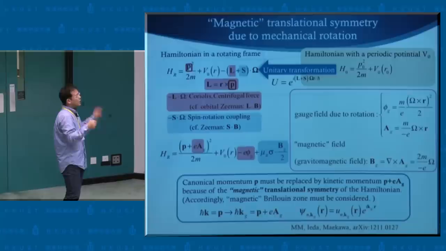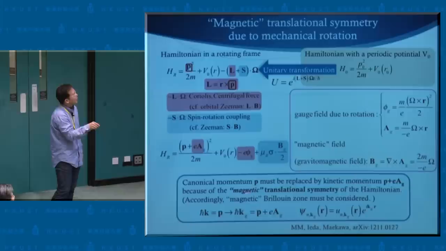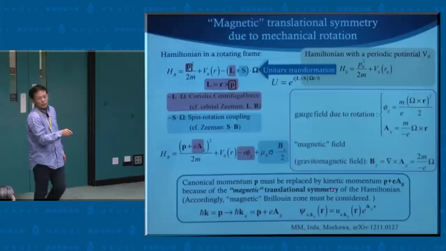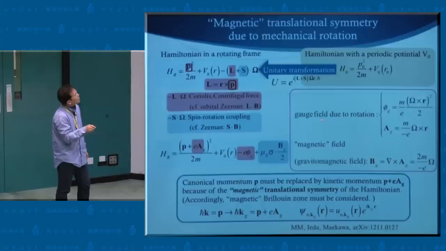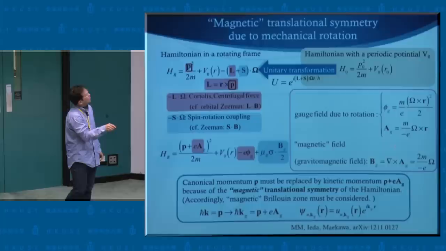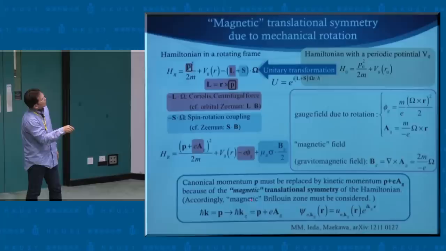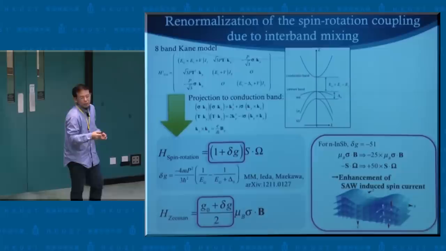Because of the magnetic translation, the symmetry of the Hamiltonian is the magnetic translational symmetry. So, accordingly, the magnetic Brillouin zone must be considered. When we construct the Bloch wave eigenfunction in the rotating frame, because the rotation is equivalent to a gauge field or vector potential in this form, the crystal momentum should include this vector potential A due to the rotation. So from this crystal momentum, we demonstrate the enhancement of the spin-rotation coupling by using the 8-band Kane model.